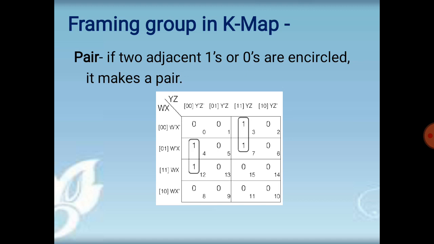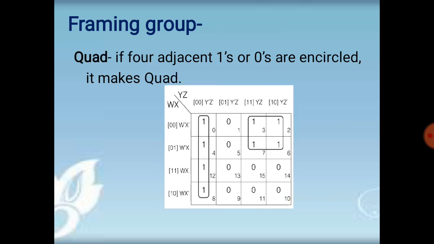See the figure here, cell 4 and 12 and cell 3 and 7 make the pair. Now quad. If 4 adjacent ones or 0s are encircled, it makes a quad. In this figure, cells 0, 4, 12 and 8 make the first quad and cells 2, 3, 6, 7 make the second quad.